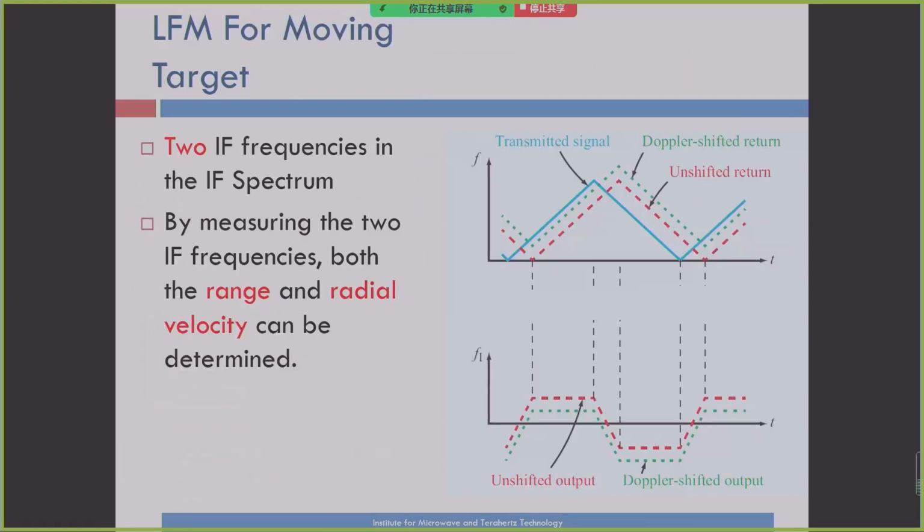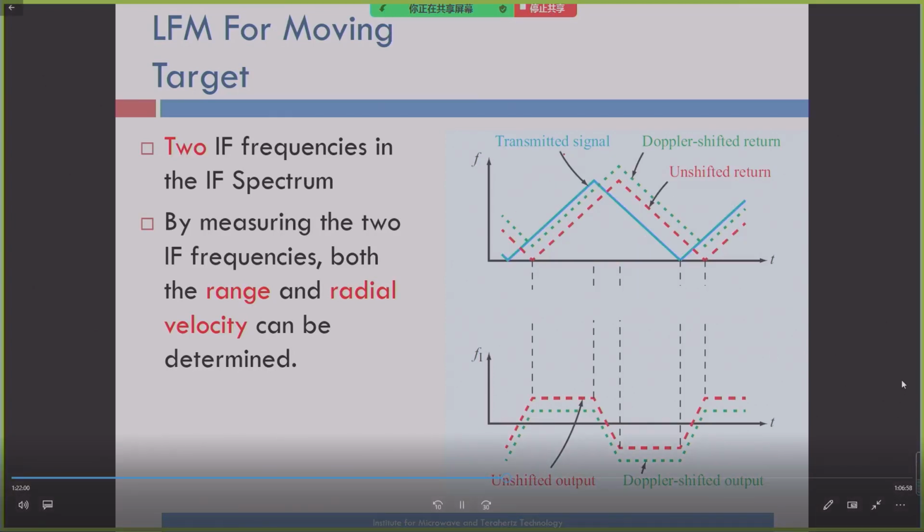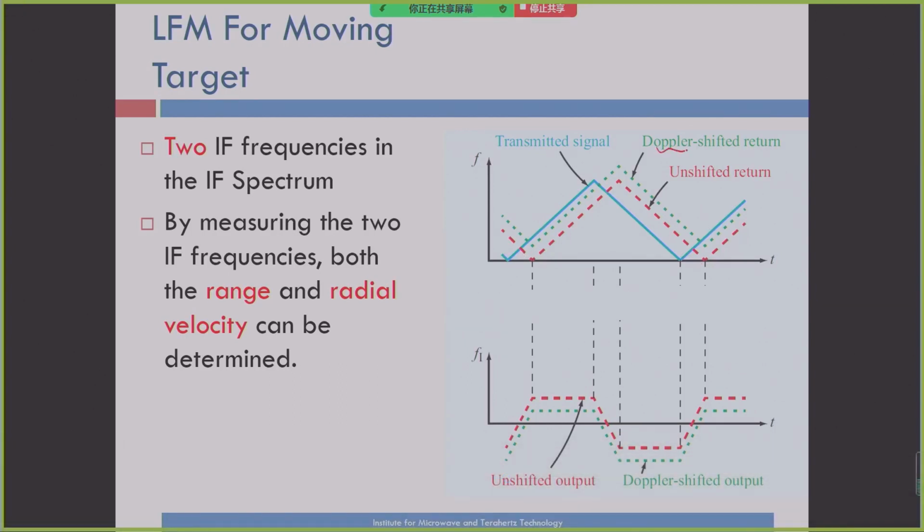In this plot, we can see the transmitted signal is symmetric, but the received signal, if there is a Doppler shift, you can see it varies, right? It is not symmetric. This is the shift. So, by varying the IF frequencies, both the range and the radial velocity can be determined. So it becomes like this one or this one, without or with the Doppler shift, which helps to recognize the velocity.